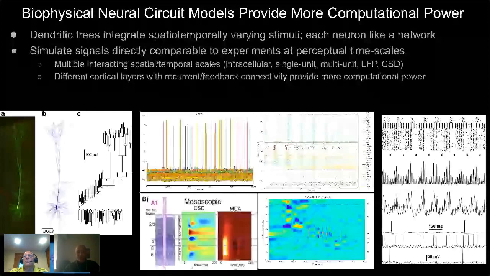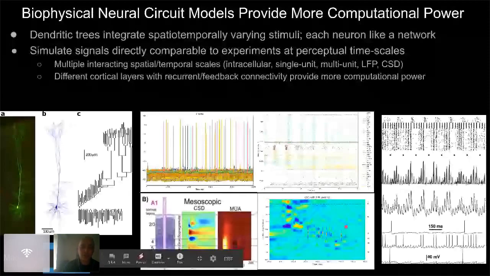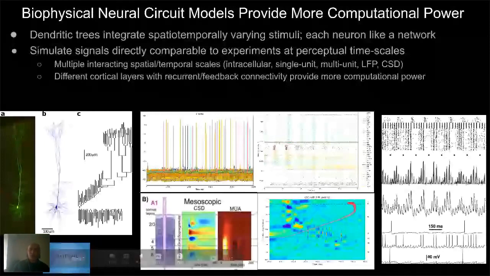And another benefit of these models is that they allow you to compare signals to experimental data at perceptual timescales. So this is showing, from that auditory model, spiking activity from different neurons. This is a raster plot. And then this is current source density from laminar electrode arrays recorded from non-human primates. And then we can now simulate this using the same electrode configuration. That allows you to compare how the signals in different cortical layers are contributing to input and output and information processing.